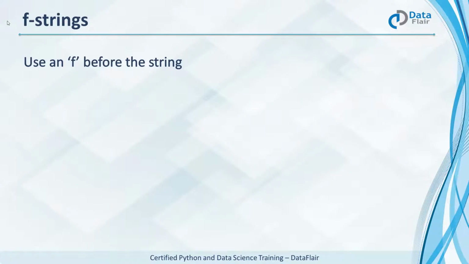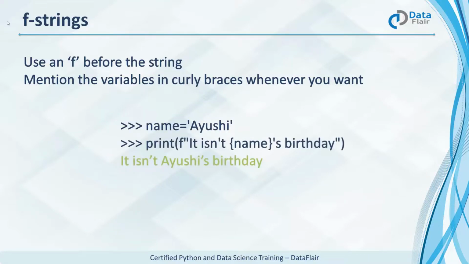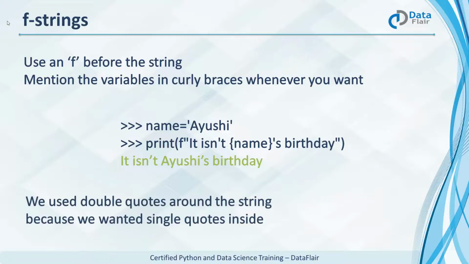To denote an f-string, we put an f before the string, even before the opening quote. Then, whenever we need to put a value in the string, we use the variable name and put it in curly braces. We have the variable name. We print this isn't name's birthday, but we want the actual name in place of this variable. This is achieved by the f-string. Also note that we use double quotes because we wanted to use single quotes within the string.